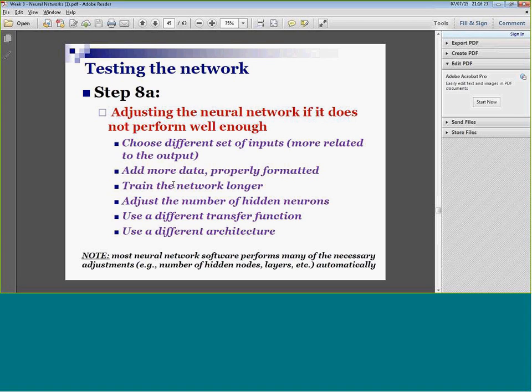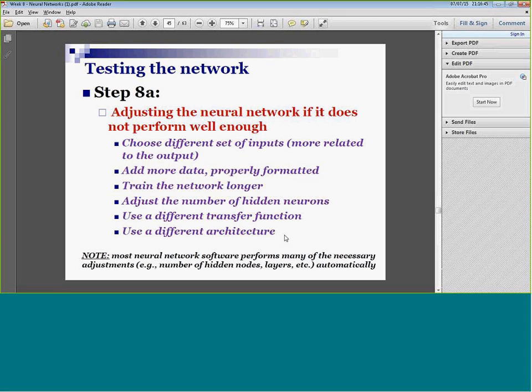It might be that you need to train the network longer. Why did you stop it after 20 minutes? Why did you let it train for 2 days? It might be that the number of hidden neurons needs to be more. It might be that you need a different transfer function. As I said, the hyperbolic tangent is a common one, but you don't have to. SAS has several built in.